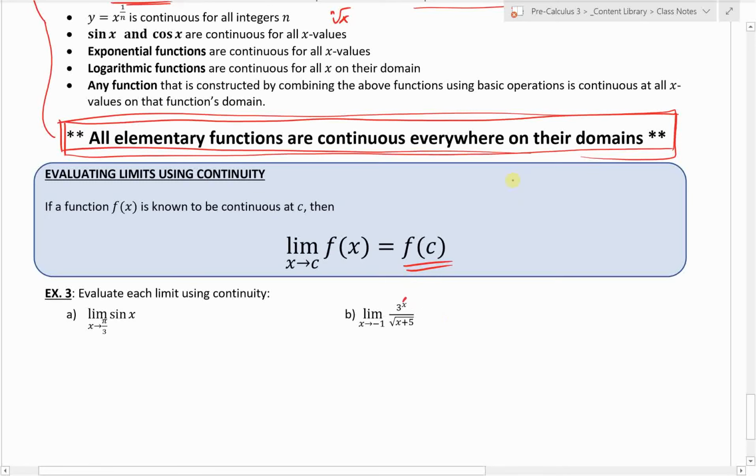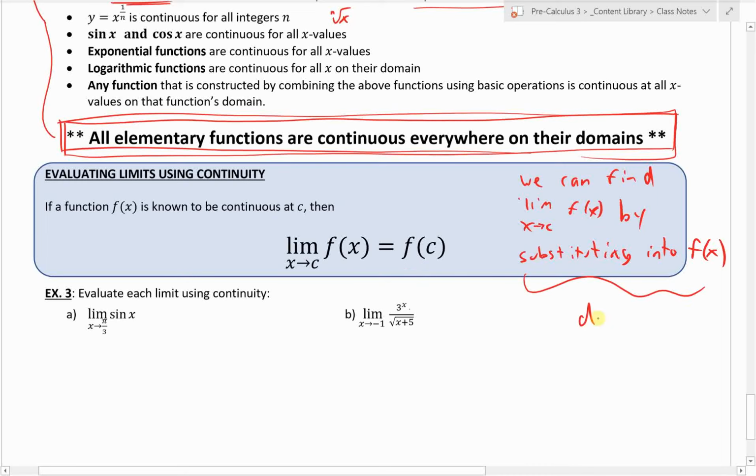Or in other words, we can find the limit as x approaches c of f of x by simply plugging c into x, by substituting c into the function f of x. That's it. All we have to do is plug it in and find the function value.